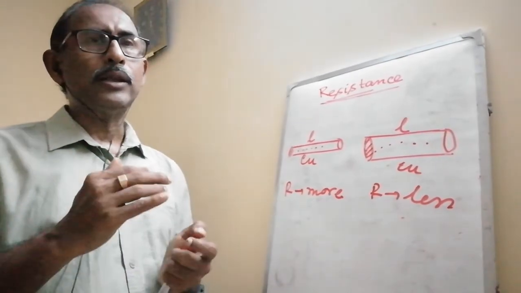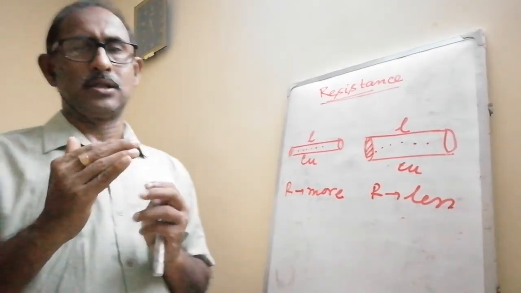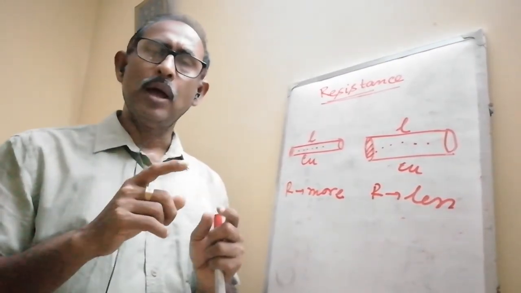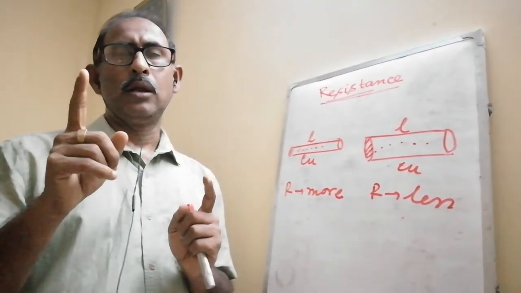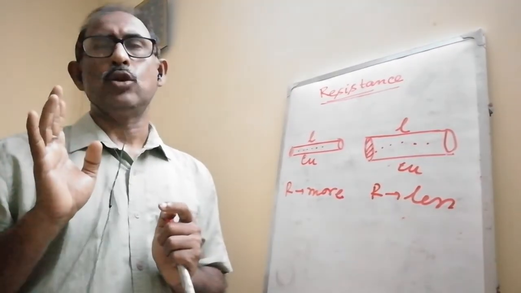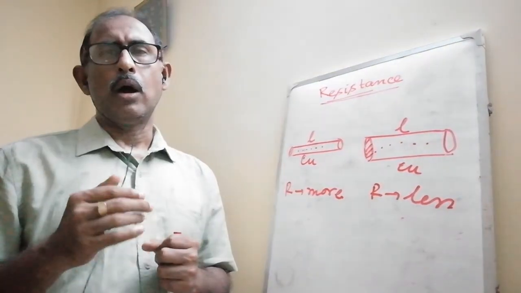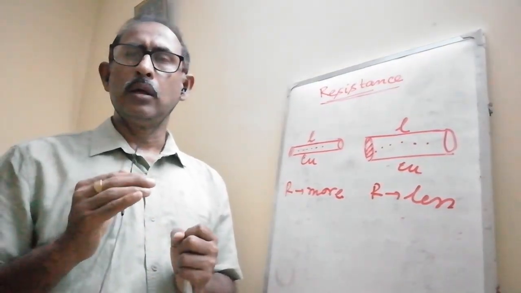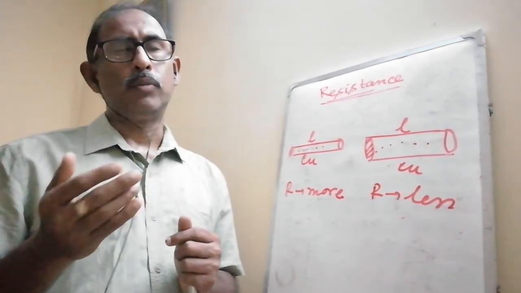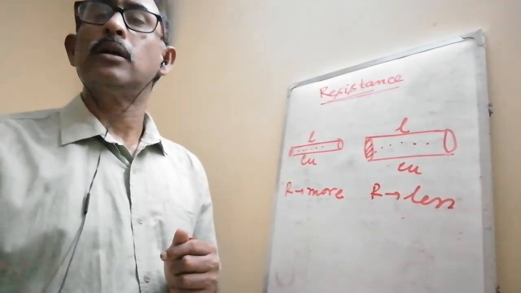So these are the four main factors on which the resistance of a metallic conductor depends. In the next video, we will discuss the resistivity of the conductor. Thank you.